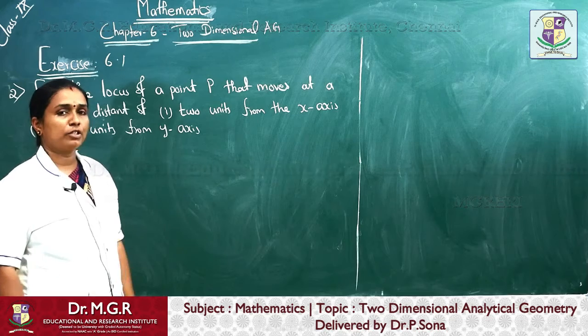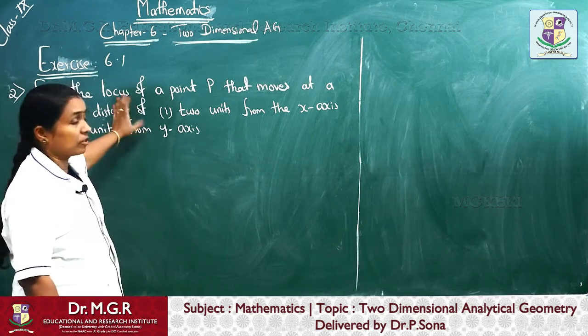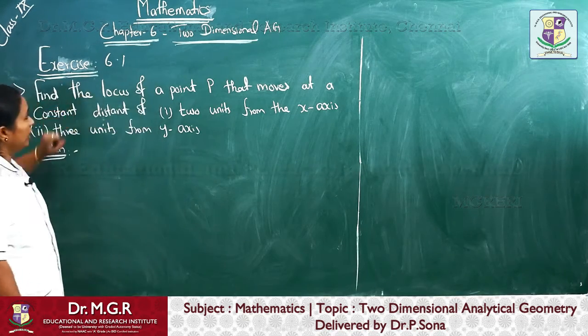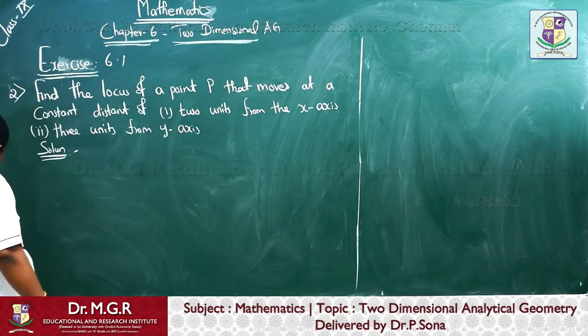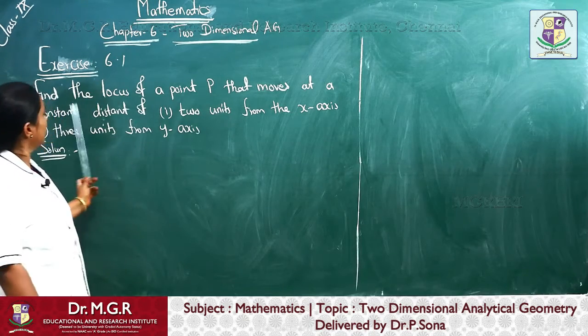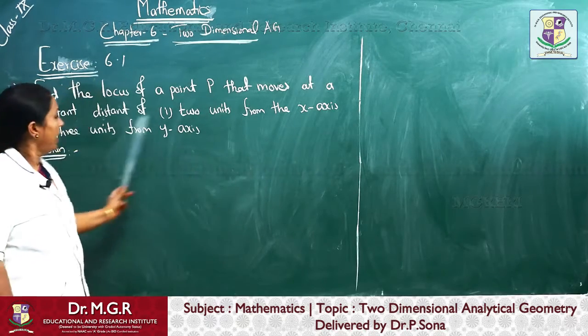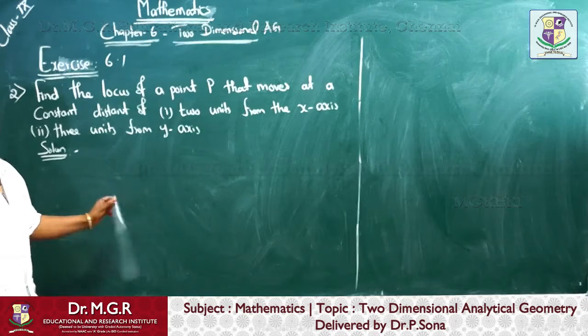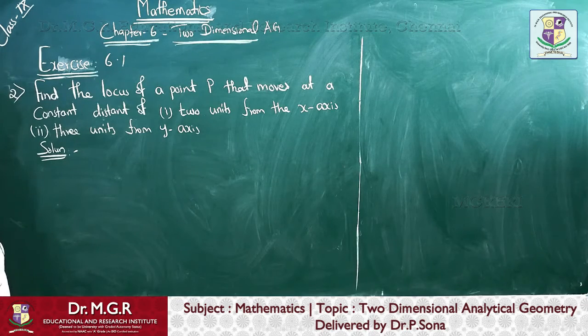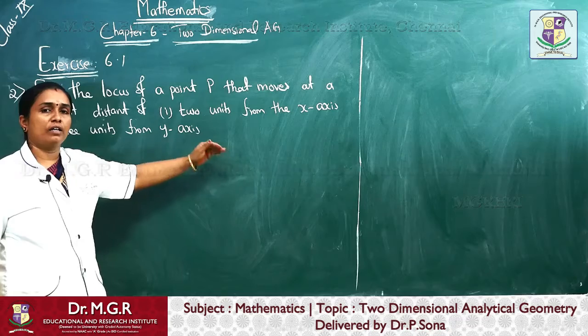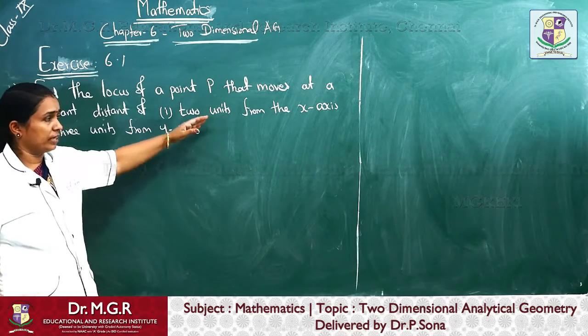Let's see the example, exercise question number 2. That is, find the locus of a point that moves at a constant distance of 2 units from the x-axis and 3 units from the y-axis. This is the question. Here I think we can find it directly without taking the point h comma k, because it's a very simple one.